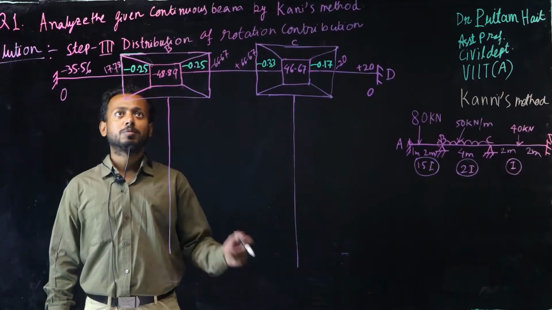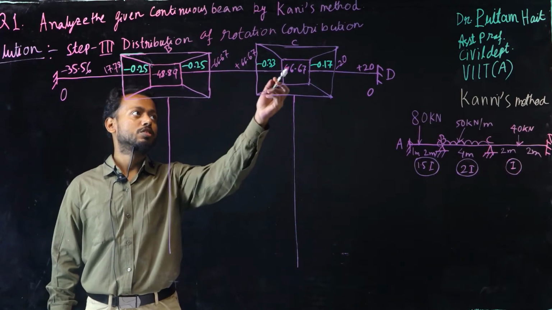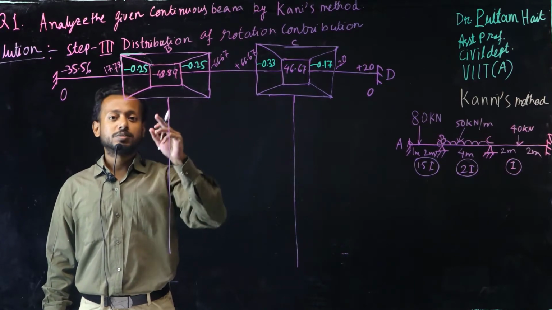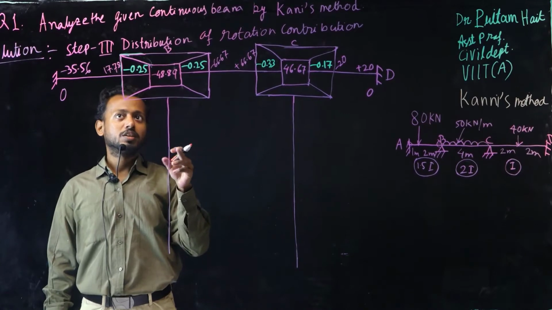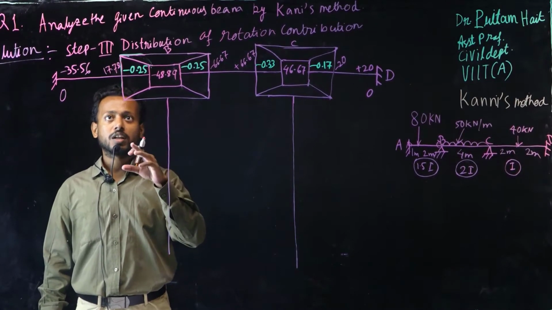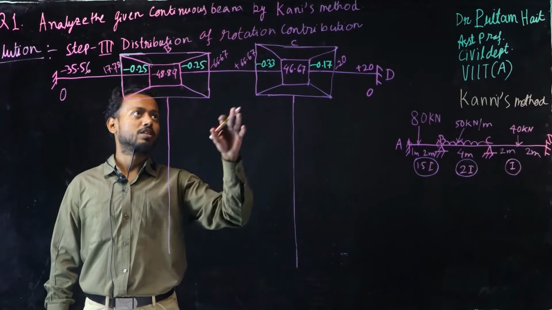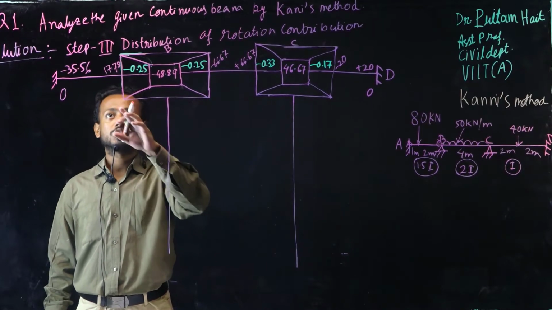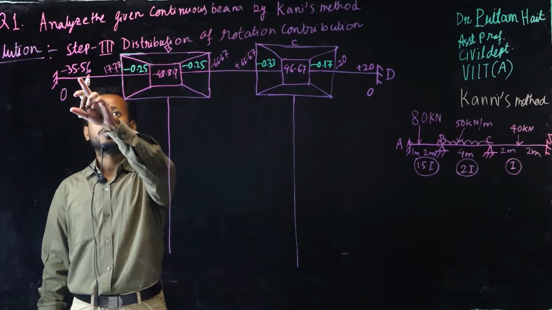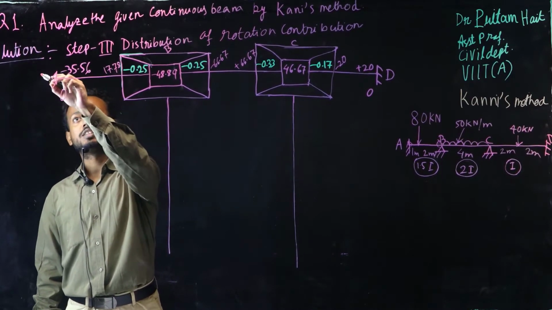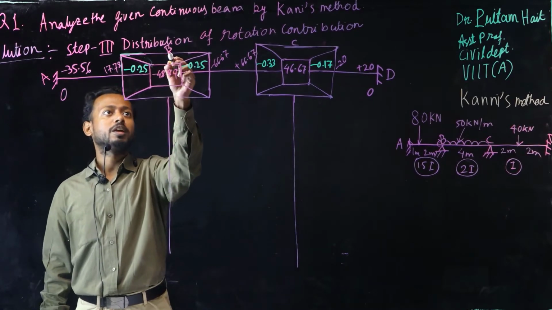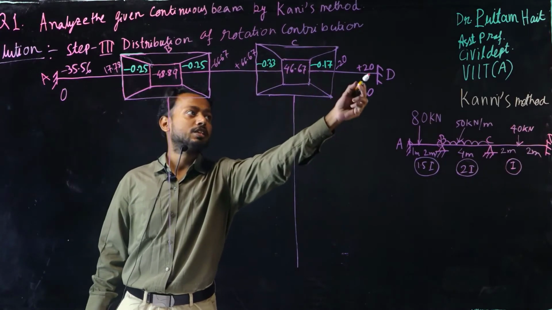So the third step is distribution of rotation contribution. Distribution of rotation contribution will be different at different joints. Okay, so first we will write the fixed end moments in this way. See, this is support A, this is support B, this is support C, and this is support D.